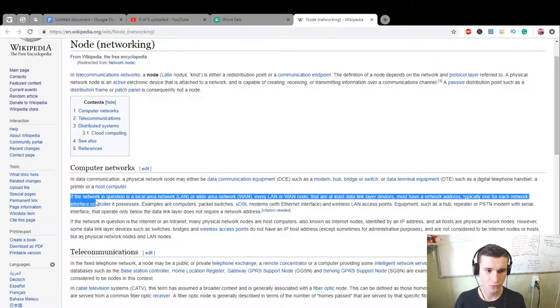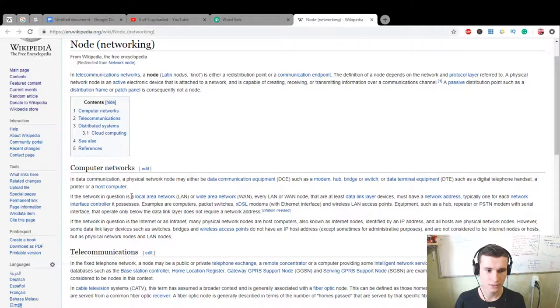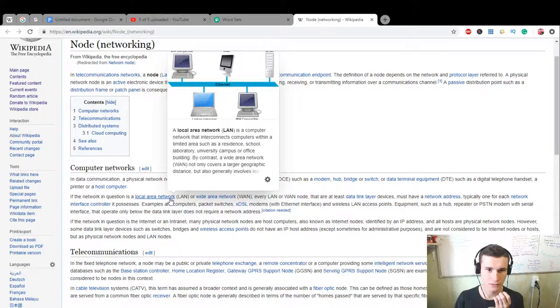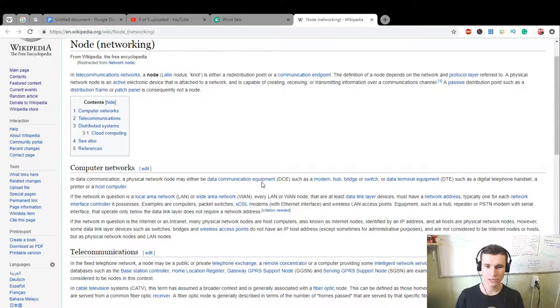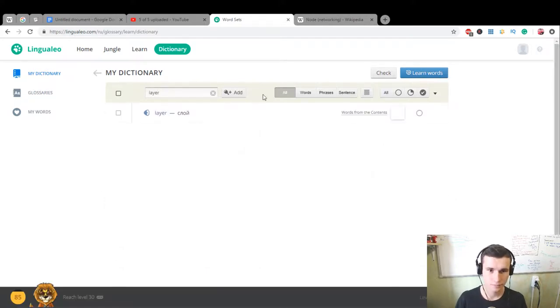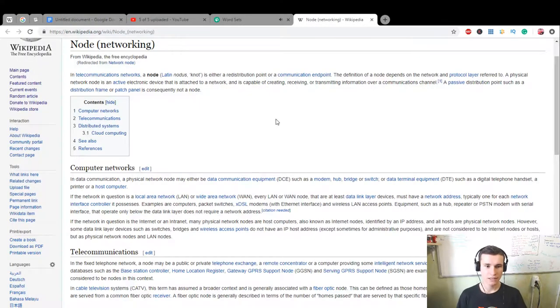Okay. If the network in question is a local area network, or a wide area network, which is a telecommunication network or computer network that extends over a large geographical distance. We have LAN and WAN. Every LAN or WAN node is at least a data link layer device. Okay, again. Data link layer devices must have a network address, typically one for each network interface controller it possesses.